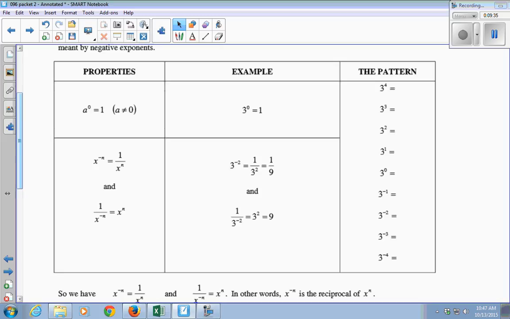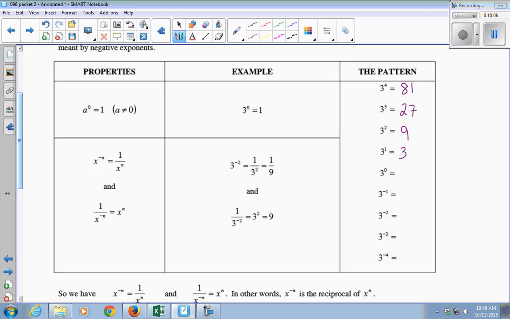So let's look at a little pattern to see if we can figure out why this happens. All right, so 3 to the 4th, what is that? It's just a number. What does it equal? 81. 3 times 3 times 3 times 3. 81. All right, 3 cubed, that is 27. 3 squared is 9. 3 to the first is just 3.